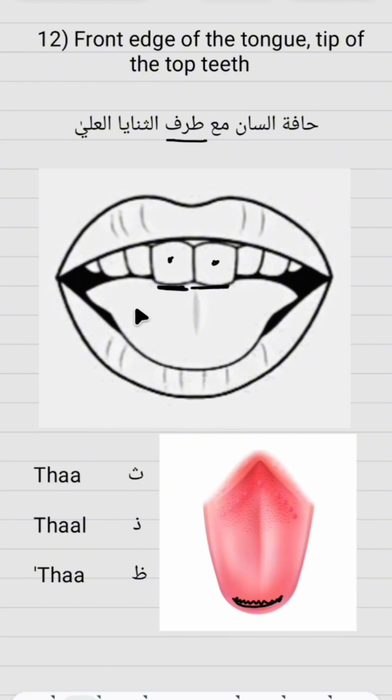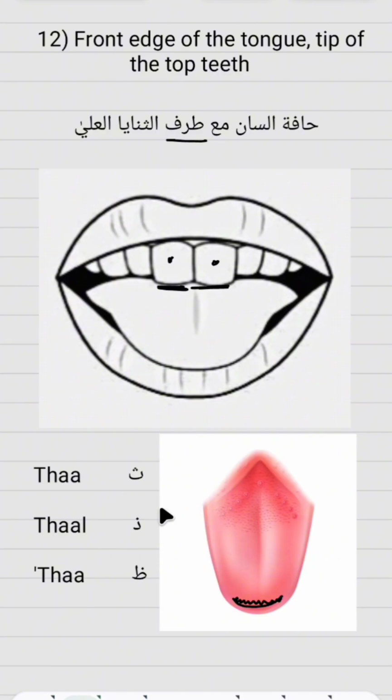It's not supposed to stick out so much, but it's supposed to come a little bit out of the mouth when you're pronouncing these three letters. So when you say tha, you'll notice that your tongue sticks out a little bit. Dhal as well. Dhal has vibration to it, but no airflow. Tha has no vibration, but it has airflow. So if you put your hand outside of your mouth and you say tha, you'll feel the air flowing.